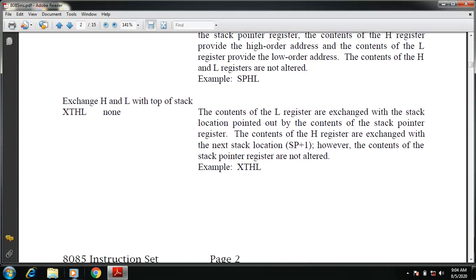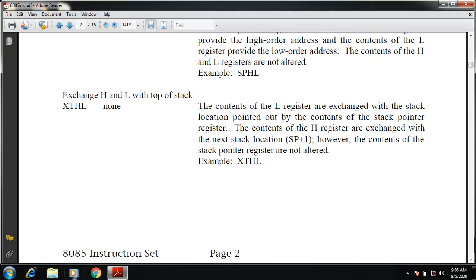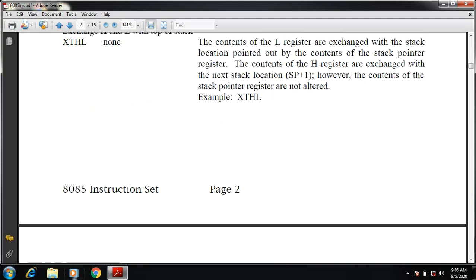And next, that is XTHL, exchange HL register with top of stack. So XT is for top of stack. The content of the L register is exchanged with the stack location pointed to by the content of the stack pointer, that is last in first out. So the last data will be present on the top of the stack. The next data, the content of the H register, will be placed at the next location of the stack. So that is the meaning of exchange H and L with top of stack.